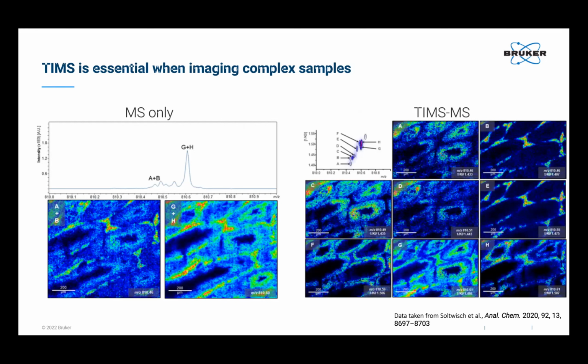But when I do the TIM separation, I now have a second dimension of separation, and I'm really looking at things based on their shape in space. I get their collisional cross-section out, and now I see there are more hotspots present here in this 2D plot. And so I have so many more images that I can generate, and I can start to look at some of the unique isobaric species that might be present here that I couldn't uncover without that trapped ion mobility separation.